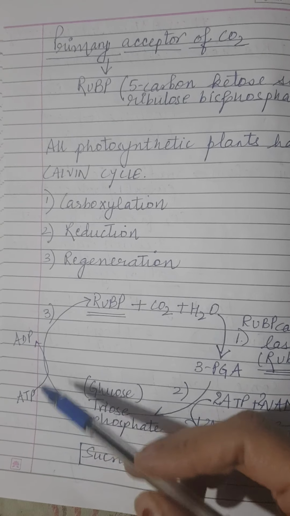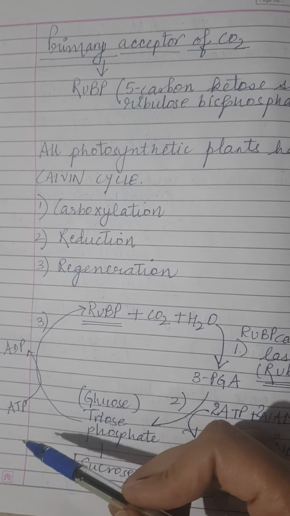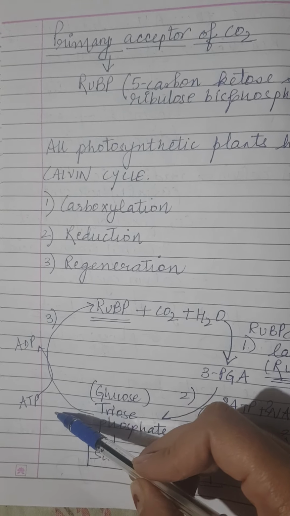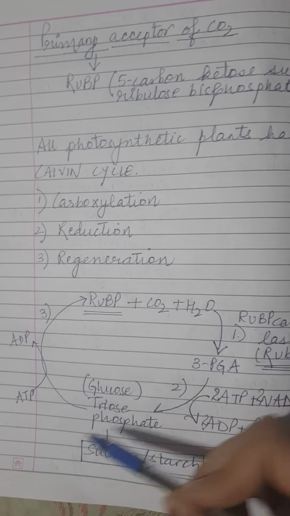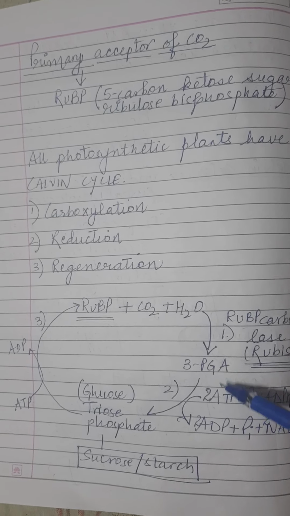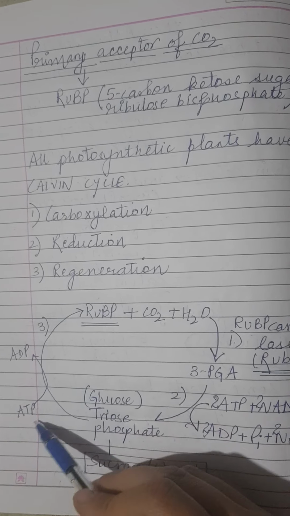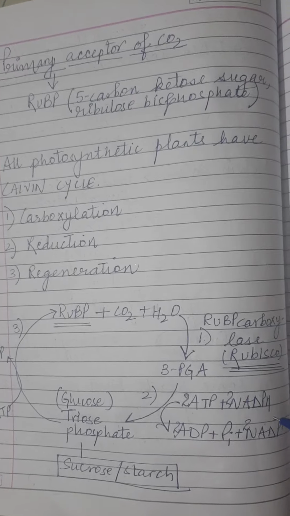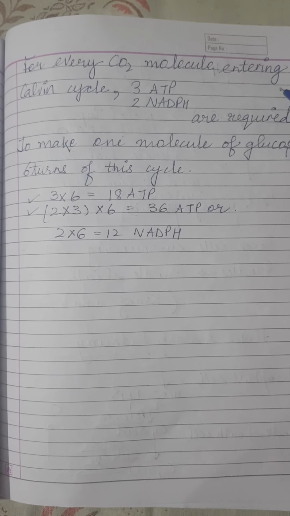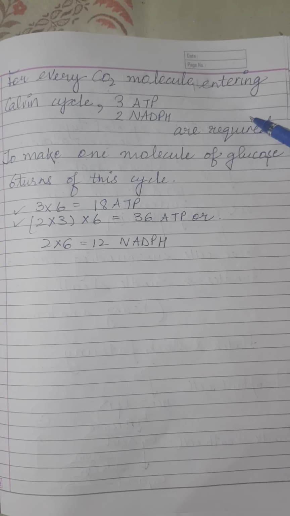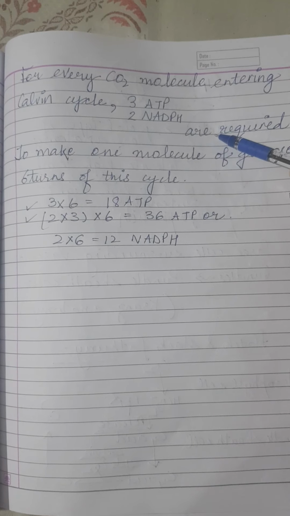Next, the last step is regeneration. Why regeneration? Because it regenerates RuBP. Here, phosphorylation, you can say dephosphorylation of ATP, that is, it will produce ADP, which means an ATP molecule is used. So we can clearly see how many molecules of ATP and NADPH are used: 2 plus 1, so 3 ATP molecules and 2 NADPH molecules. For every carbon dioxide molecule entering the Calvin cycle, 3 ATP and 2 NADPH molecules are required.